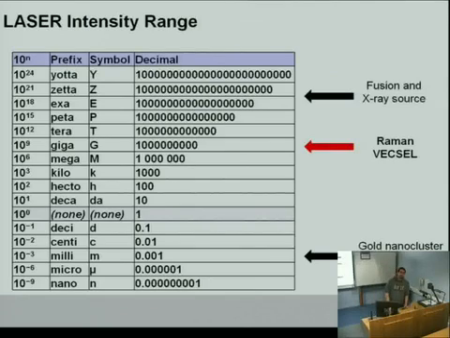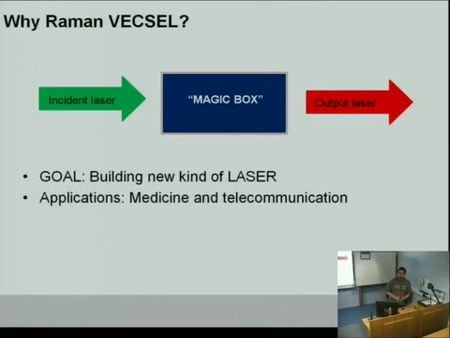Hello everybody, I'm Daniele. I'm going to talk about an innovative laser called Raman VECSEL. As you can see from this table, this laser works at a higher intensity range than the previous one. We are around 1 gigawatt per meter square. So why Raman VECSEL? The aim is to build a new laser which works at frequencies that we are not able to reach with other lasers.